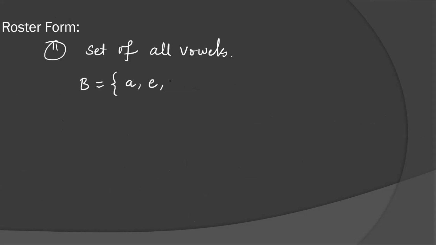We have one more example. Suppose we have the set of all vowels. For this statement, we can make another set B. What are the vowels in the alphabet? a, e, i, o, u. So this is another set which is represented in the roster form.